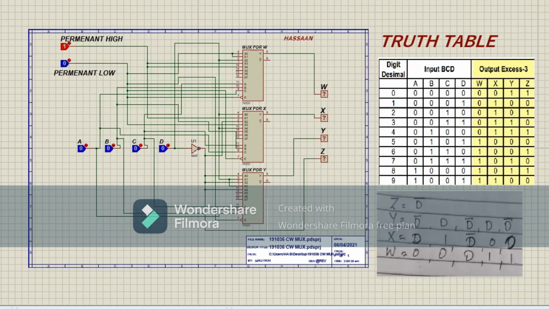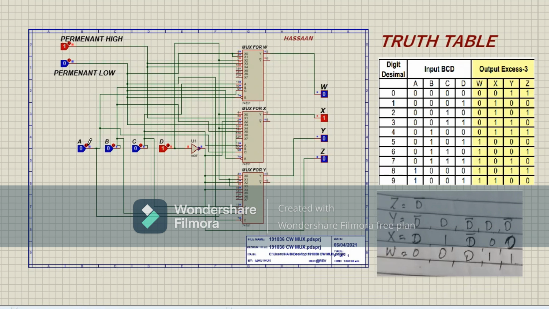We will start the simulation table. So B, C and D are all 0. From the truth table we can see that W and X are both 0 and Y and Z are 1. This can be seen here in the circuit. Similarly, when A, B and C are 0 and D is 1, we see from the truth table that only X blinks. So here only X is 1.